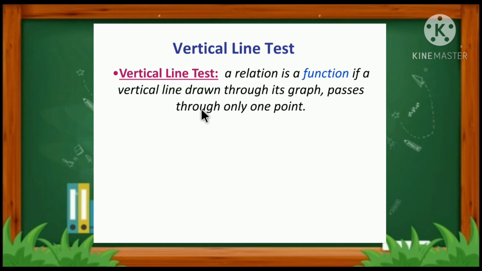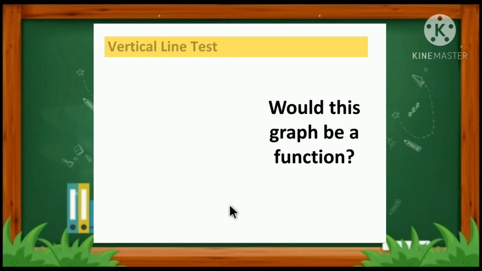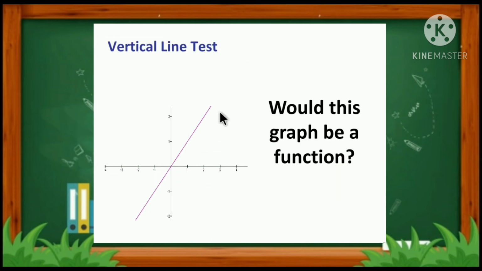Okay? Then, aka the pencil test. Take a pencil and move it from left to right, negative x to x. If it crosses more than one point, it is not a function. Okay. So, alam ko namang hindi nyo naintindihan, so I'll just explain it further. Okay. So, pag sabing vertical line test, okay, so this is the graph.